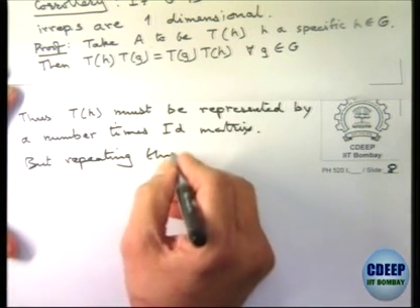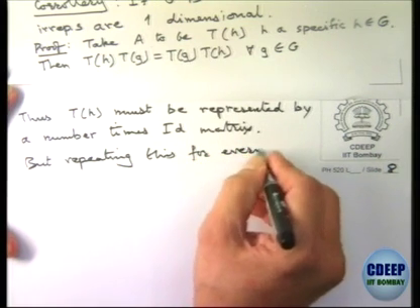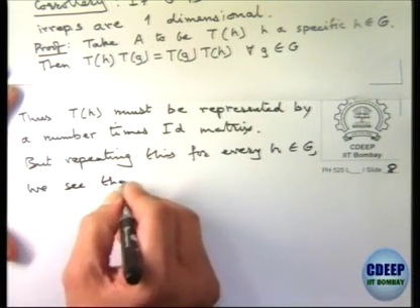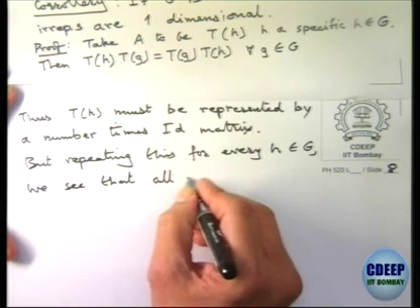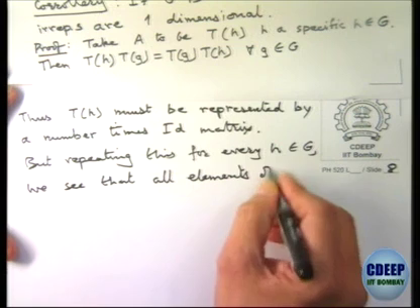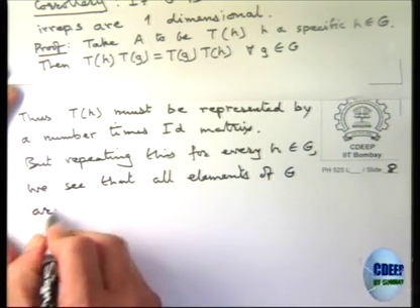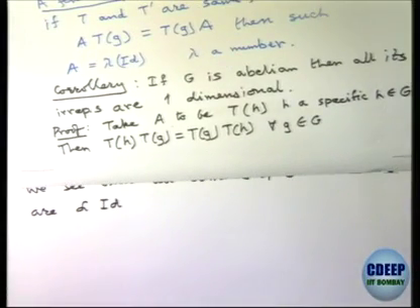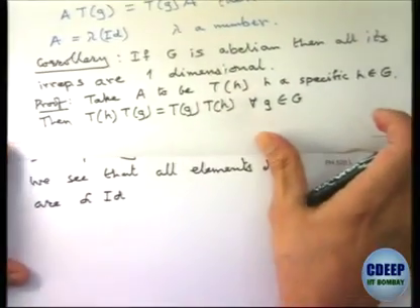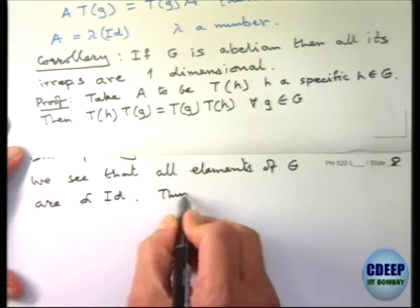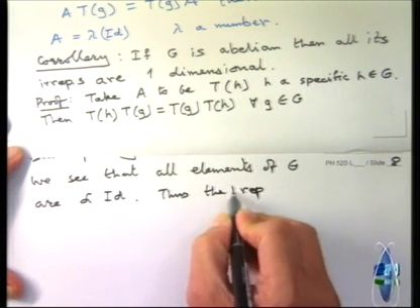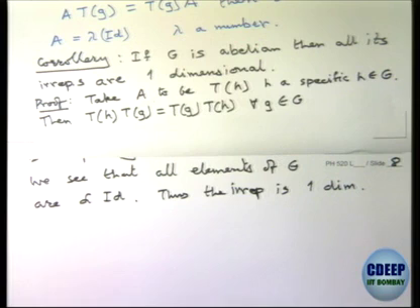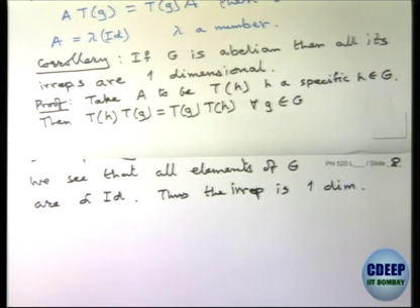Repeating this for every H belonging to G, we see that all elements of G are proportional to identity, which is then the identity matrix, whatever size it is, n by n is irrelevant. It's essentially the numbers that are representing those elements. The irrep is one dimensional. So that is one nice theorem, a nice result that immediately follows.